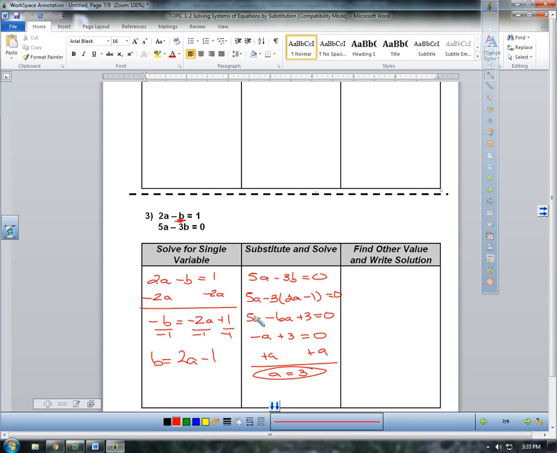Okay? I'm going to take this, put it at the very top. Here it is. Okay? So what we're going to do now is, instead of a, I know a is 3. I'll plug it in. 6 minus 1, which is 5. So my answer is (3, 5).